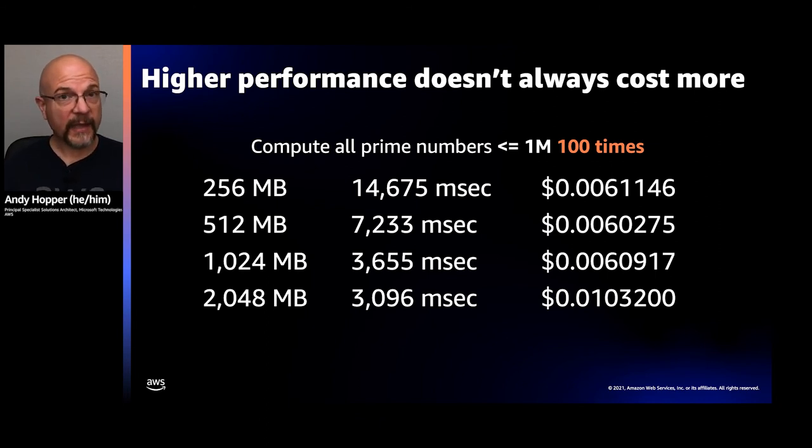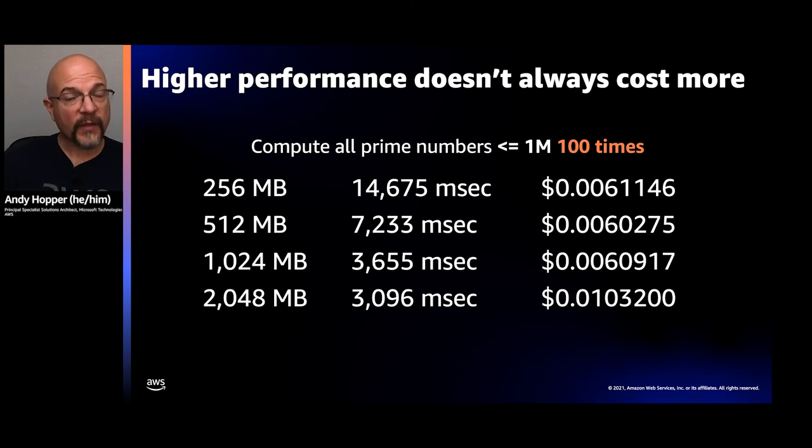However, again, like I mentioned earlier, the amount of memory that you allocate to your Lambda also gives it access to more CPU, which means it can also execute faster, which means a shorter duration of your Lambda code, which correspondingly means that you may actually pay less for the Lambda at a higher memory allocation than you would at a lower one. And this chart that I'm showing you here comes from a test run where I've got a Lambda function that brute forces prime numbers from 1 to 1 million 100 times.